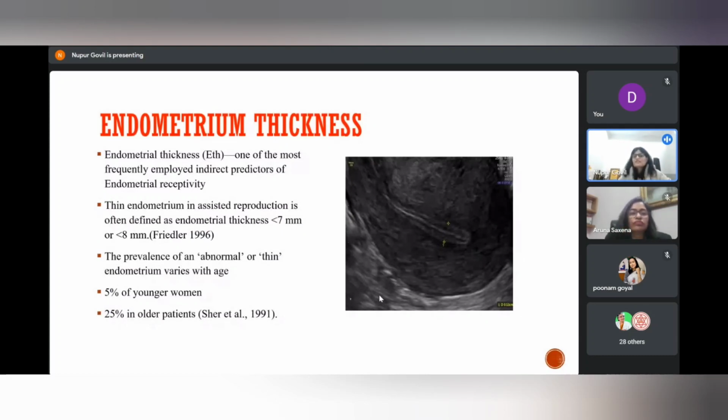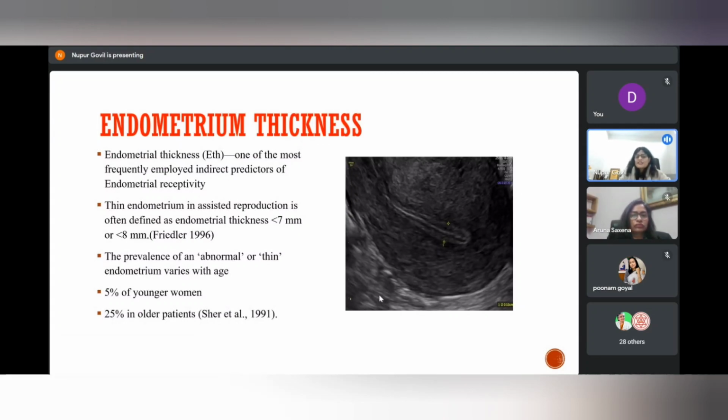Coming to the most basic, the structure of the endometrium. It is the most frequently employed indirect predictor of endometrial receptivity. And we know that if we are planning an embryo transfer and the endometrial thickness is not optimum, we usually formulate a prognosis for that patient that the chances of becoming pregnant will be on the lower side. So what is actually the cutoff for the endometrial thickness? When can we say, this is the receptive endometrium, and in this there is a 100% guarantee of pregnancy?